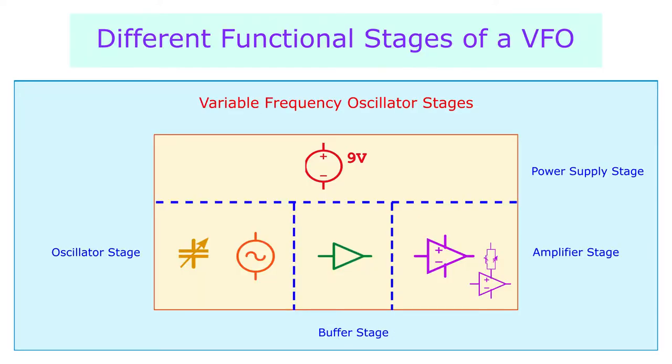The main signal generating stage in a VFO is the oscillator. The variable frequency control and the band selector vary the frequency of the oscillator in a VFO. Then there are other stages in the VFO which buffer, isolate and amplify the required signal. There are different types of radio frequency oscillators, some of which I have described in my previous videos.